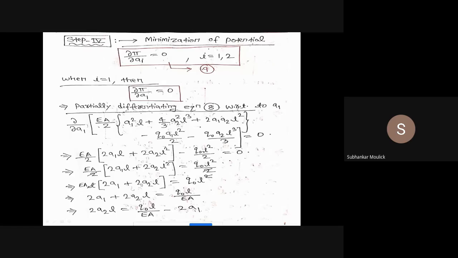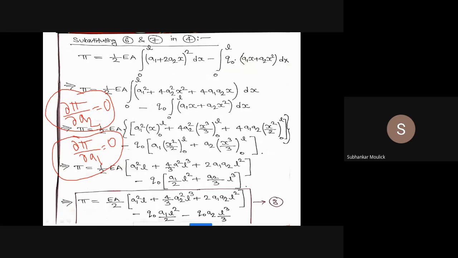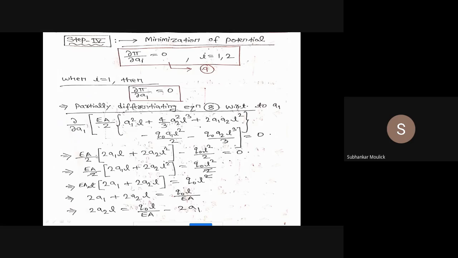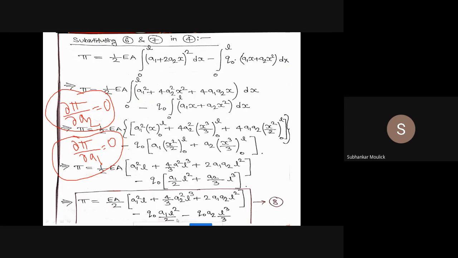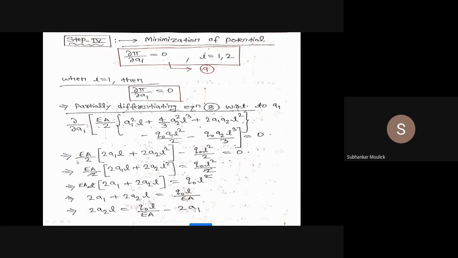So let us partially differentiate equation number 8 with respect to the unknown constant a1. And you know that in partial differentiation, if I am partially differentiating any expression with respect to a1, then I will only differentiate the terms in which a1 is present. I will ignore the a2 term. So let us differentiate it.